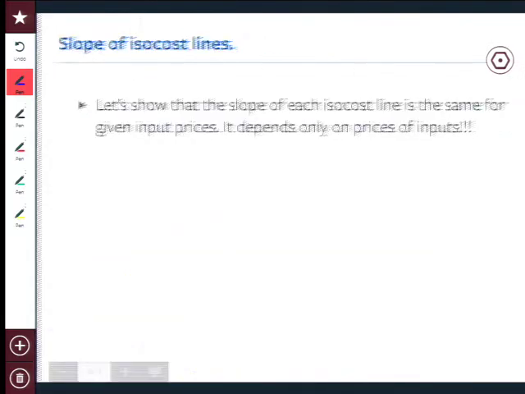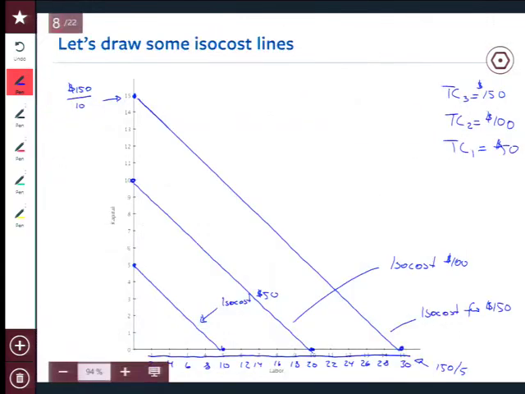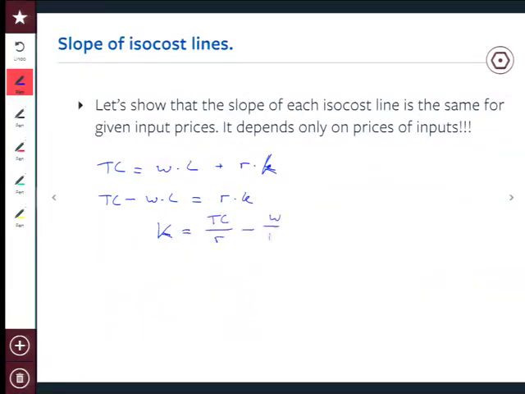So let's look at this for a second and think about what this curve actually looks like. My total cost is W times L plus R times K. What I'm drawing on the y-axis here is K, so I'm going to solve my iso cost equation for K. We get total cost minus W times L equals R times K, or K equals total cost over R minus W over R times L. So this here is going to be my intercept on the y-axis, and this here is going to be the slope. If I draw this line, my iso cost curve, I have K on the y-axis, and the intercept on the y-axis is total cost divided by R.